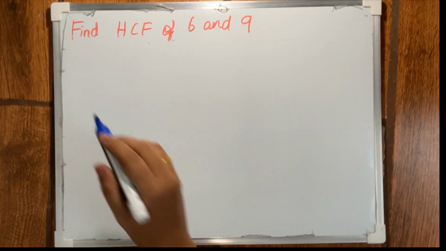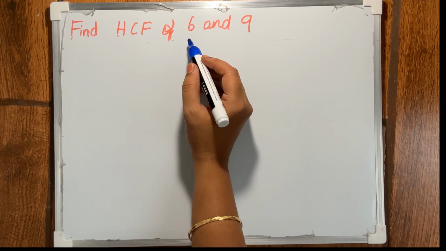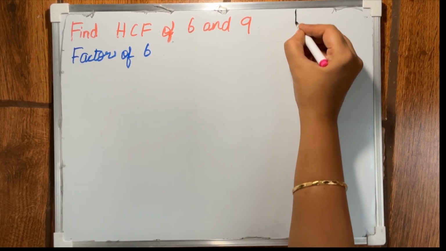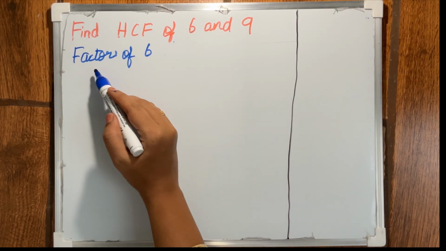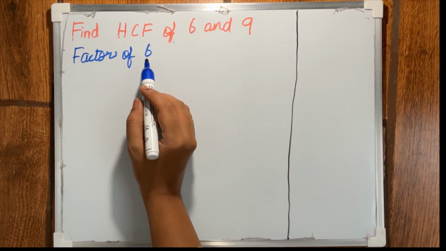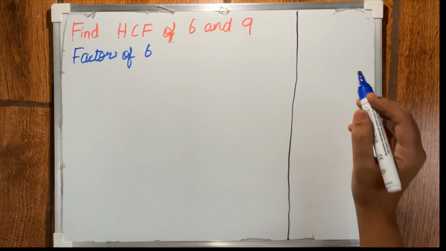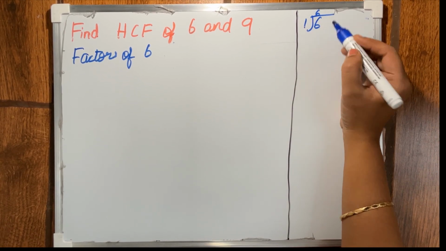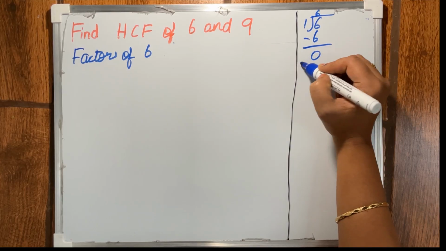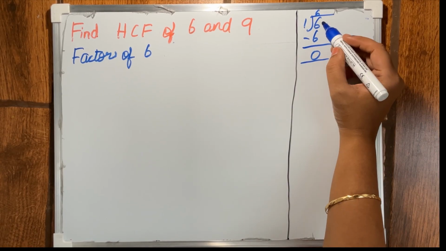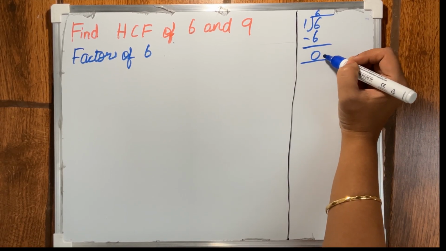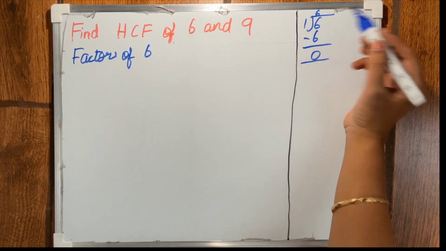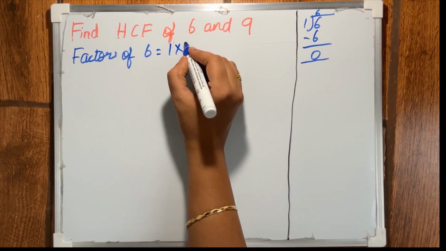So first we have to find the factors of 6. How do we find the factors of 6? We will do a small working column. Factors are the numbers that can divide 6 exactly. For example, if we divide 6 by 1, 1 6s are 6. We will get 0 as the remainder. The number should be divided exactly, which means the remainder should be 0. So here the factor pair is 1 and 6.